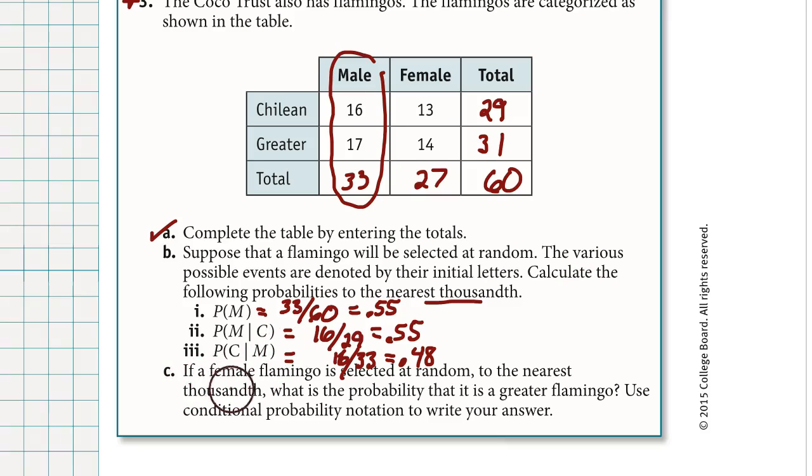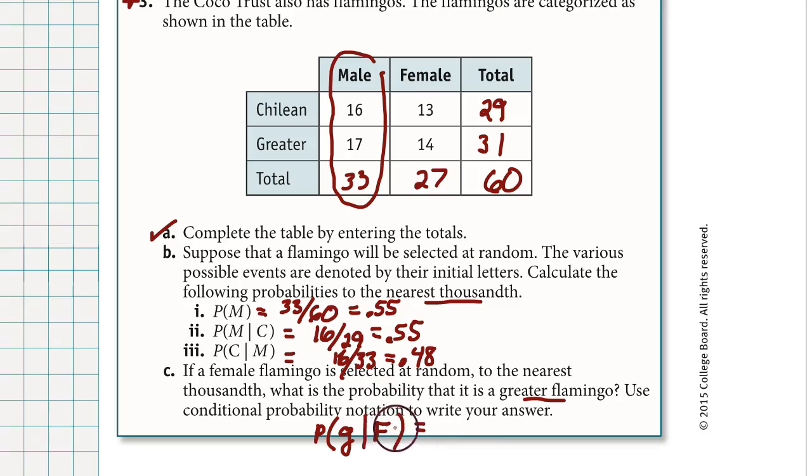Now question C. If a female flamingo is selected at random, to the nearest thousandth, what is the probability that it is a greater flamingo? And use probability notation to write the answer. Let's start with the notation. The probability that the bird is a greater flamingo given that we already know it's female. I'll pause the video for you to find that probability.